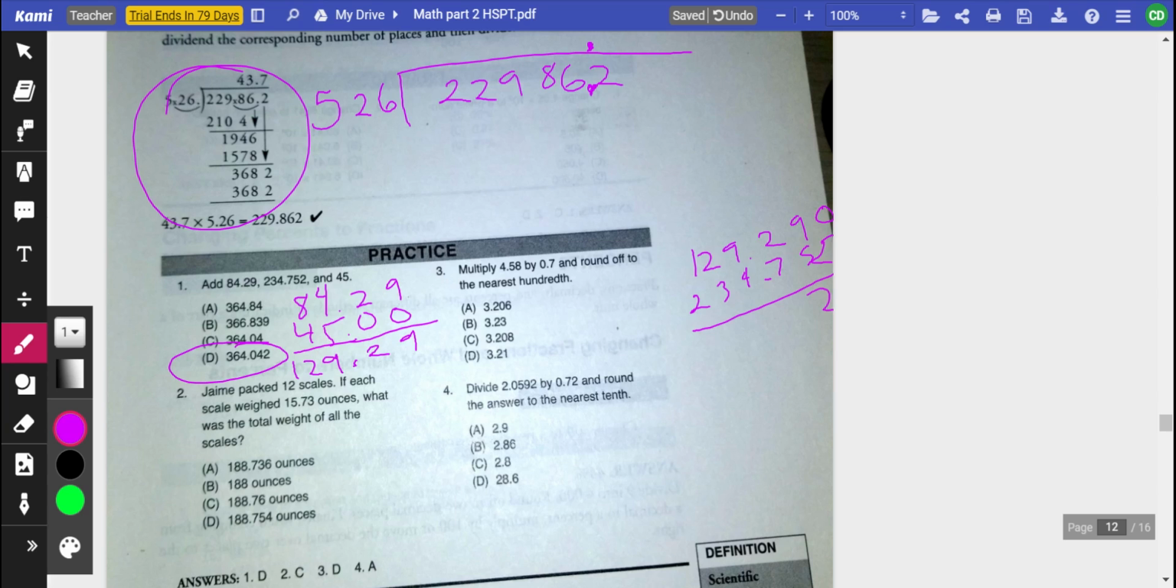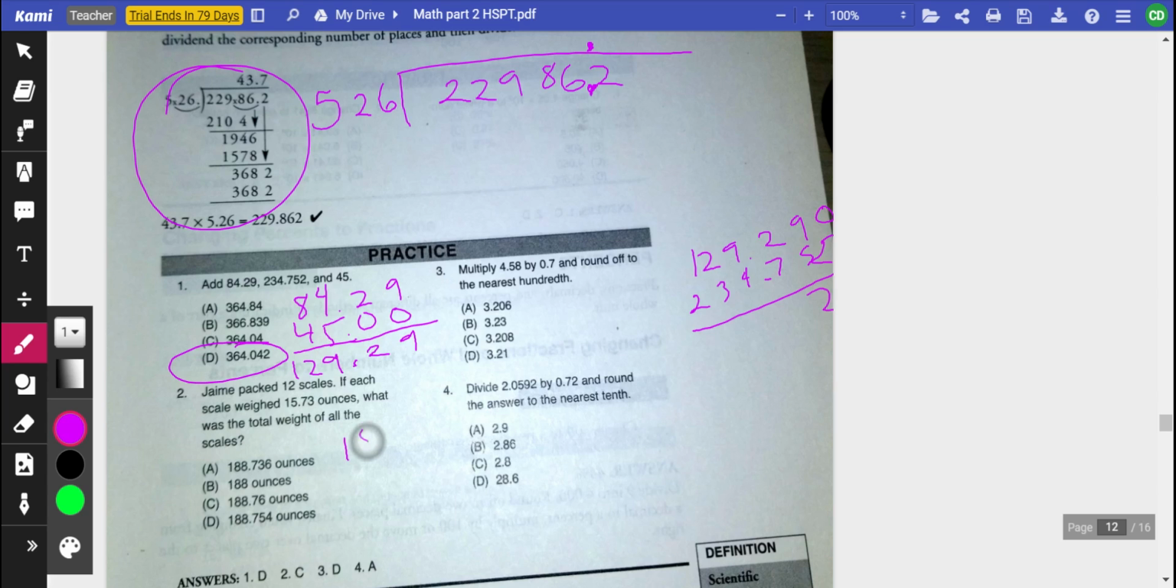I know that when I add that with this, I get an overhang of 0 plus 2, which gets me 2. I'm done. That's my answer. So then our next one here, Jamie packed 12 scales. If each scale weighed 15.73 ounces, what was the total weight of all the scales? Total weight of all of them, there's 12 groups that are each 15.73.